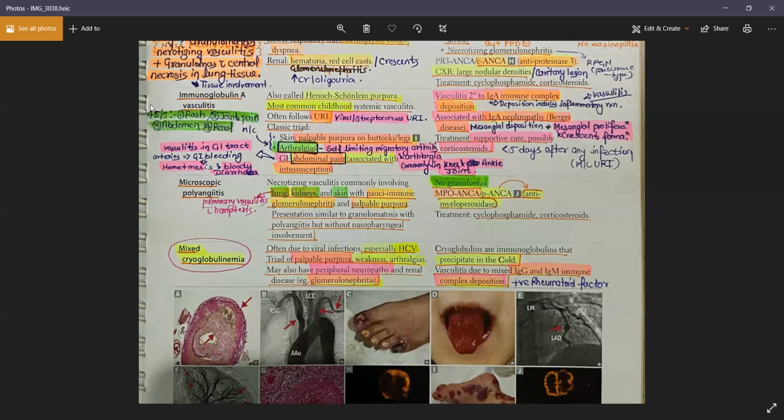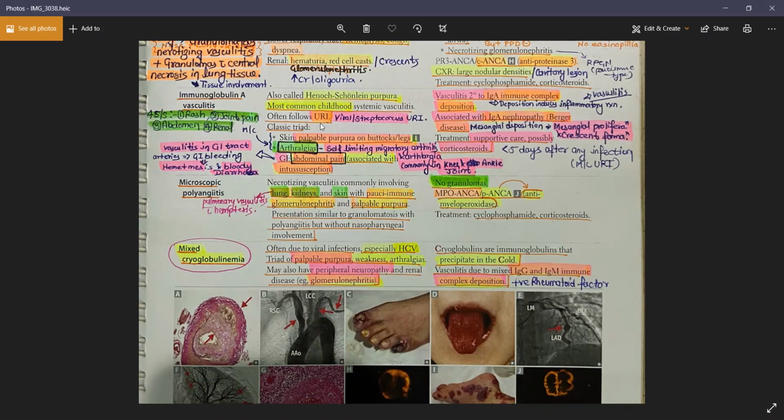So IgA antibodies, if you remember from the immunology sections, do not fix complement. They can form immune complexes, but they do not fix complement, right? But in immunoglobulin A vasculitis, in a small amount, they can fix complement also. Very important: it is seen that they fix complement in IgA vasculitis. So you will get a palpable purpura, which is not very specific for it. In every small vessel vasculitis that we have studied, you can get palpable purpura.